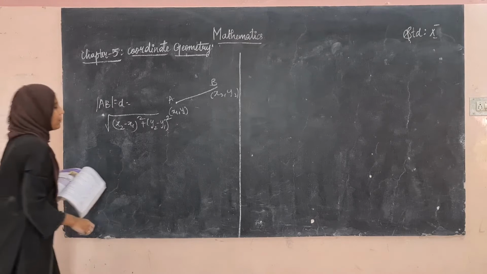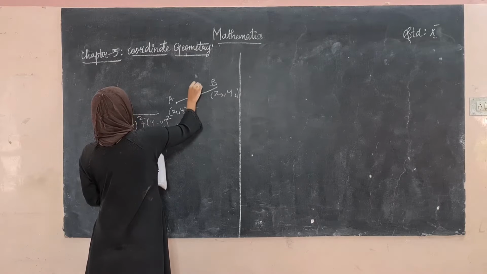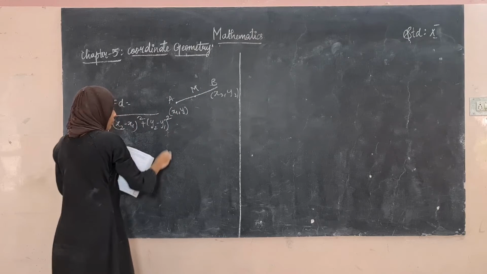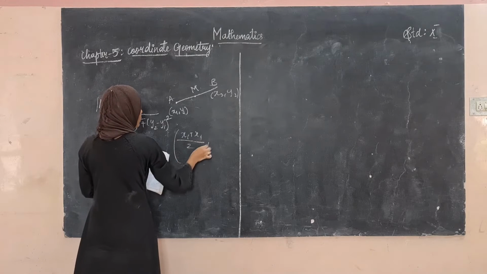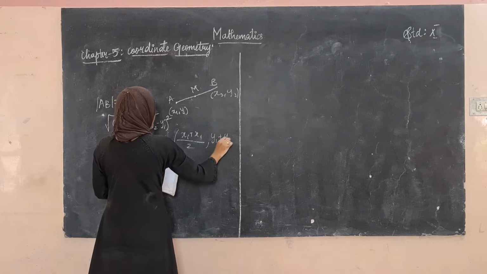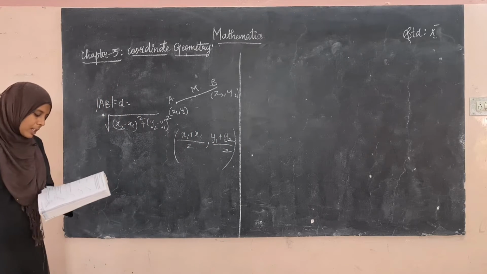And how can you find the midpoint between these? If this is M, the midpoint, how can you find it? The midpoint can be found using x1 plus x2 divided by 2 comma y1 plus y2 divided by 2. So this is the formula for finding the midpoint.